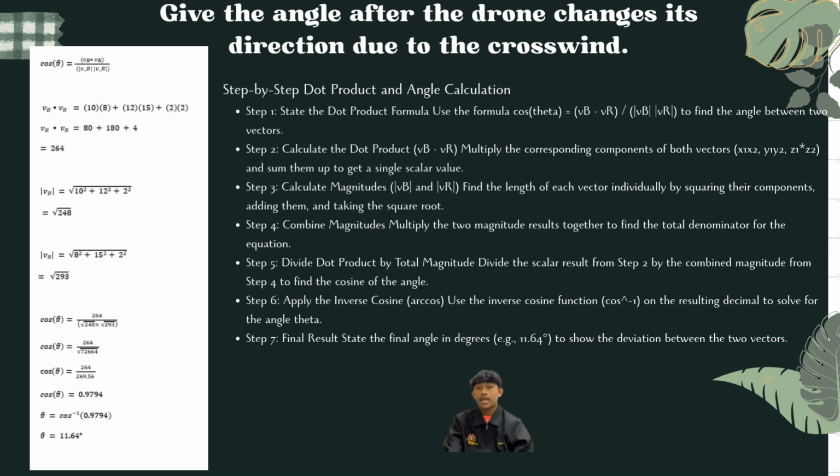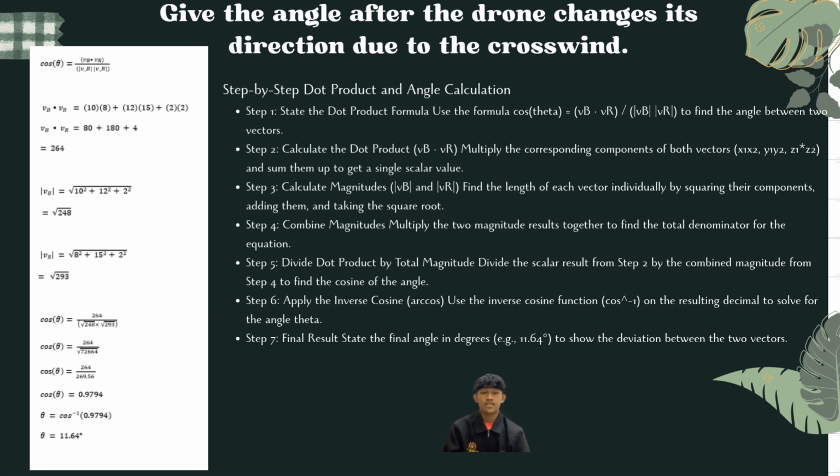Now, we analyze how the crosswind changes the drone's direction. To do this, we use the dot product formula to find the angle between two vectors.